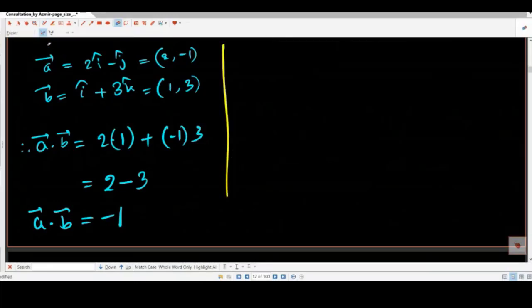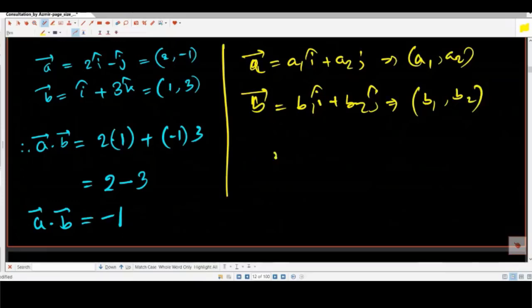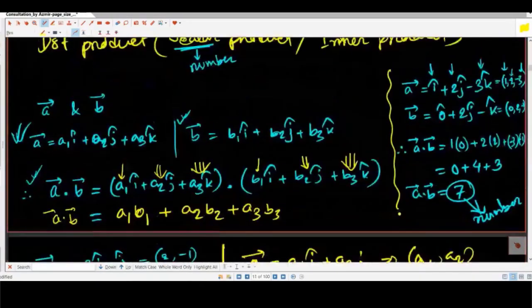That means if we have vector a equals a1 i plus a2 j, that is a1 comma a2 in two dimensions, and b equals b1 i plus b2 j, that is b1 comma b2, then a dot b will be the multiplication of a1 b1 plus a2 b2. So this is how we can find the dot product.